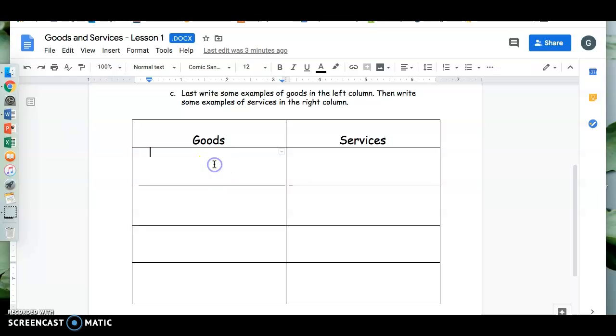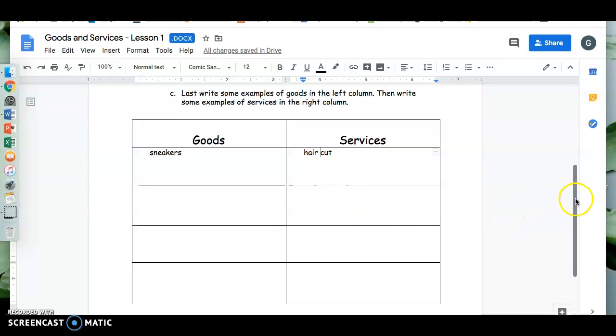So, goods, it's a thing. Oh, I need new sneakers. That's a thing. Services. Oh, I need a haircut. Wish I could go get a haircut. That's a service. Somebody could cut my hair for me.